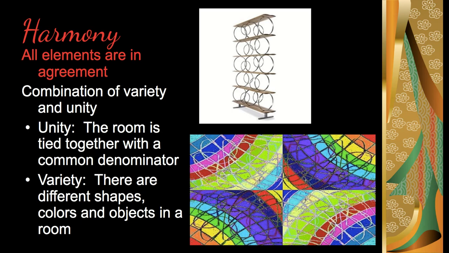Harmony is when all the elements are in agreement. This is where we take variety and unity and we make them play nice together. We want the room unified, as in the room is tied together with common denominators. There are key things around the room that are consistent, like maybe the use of a color scheme that ties it together. And then we also want variety, where there's different shapes, colors, and objects in a room.